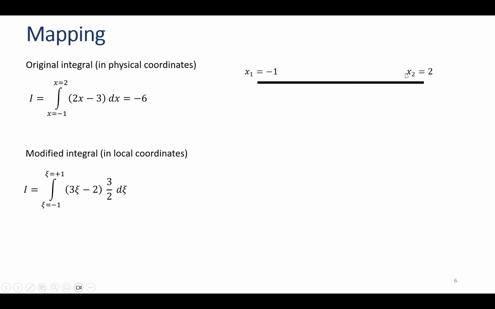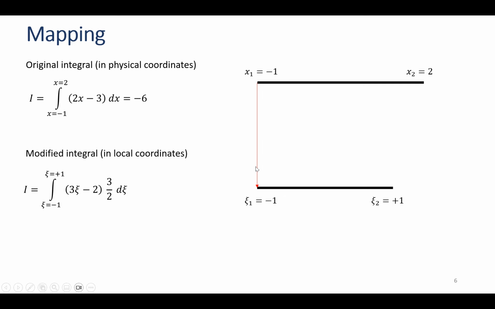Okay, so in the physical coordinate system, these are our coordinates x1 and x2, and in the y coordinate system, these are our coordinates -1 and +1. No matter what we have in the physical coordinate, the local coordinate in y always has the same limits. Now in this case, the length of the element is 3.